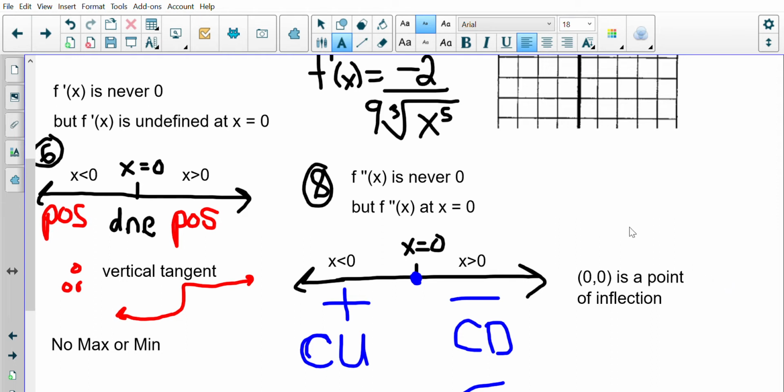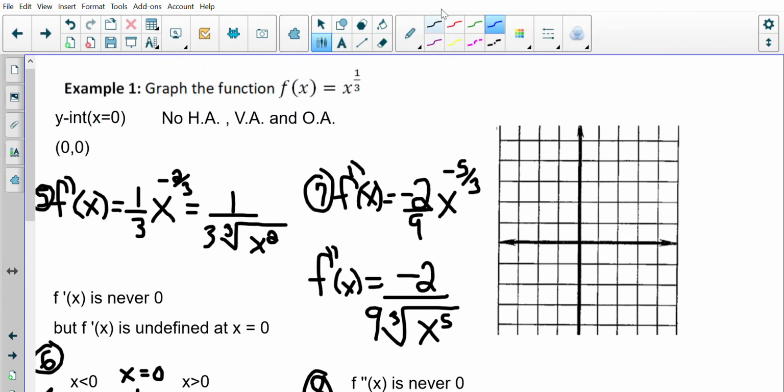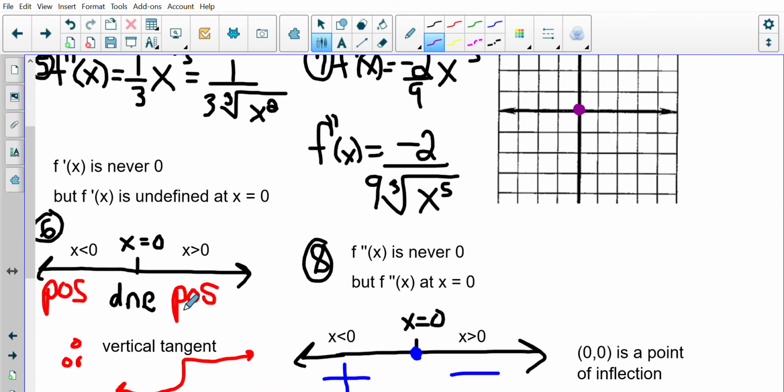Now it's time to graph my function here. All right, so I have a y-intercept. It's also an x-intercept at 0, 0. There we go. Now I know that this function, when I look at number 6 here, is increasing the entire time. And because we're going from positive to positive and x equals 0 does not exist, the tangent does not exist, we have a vertical tangent.